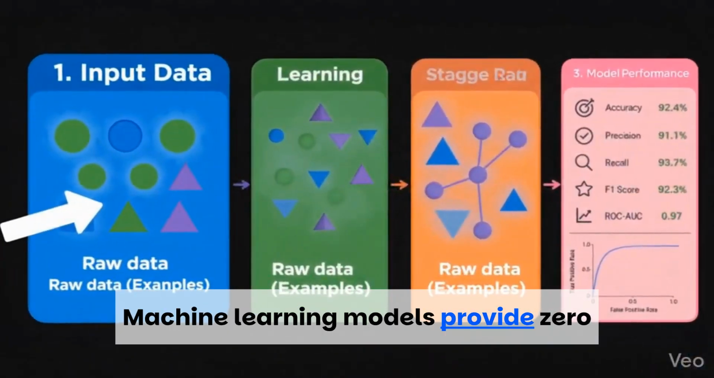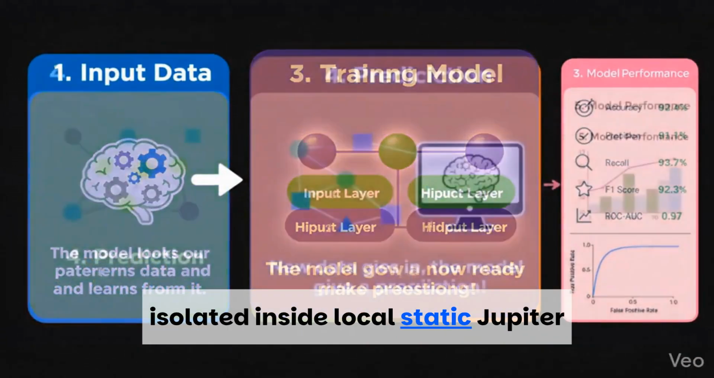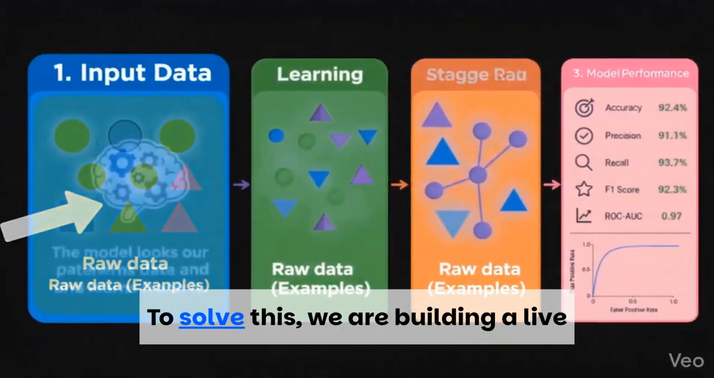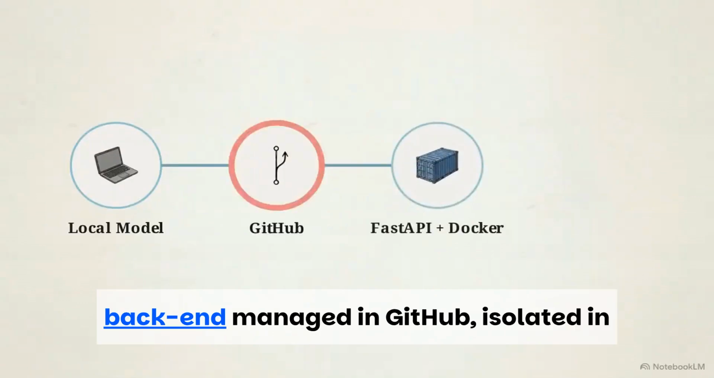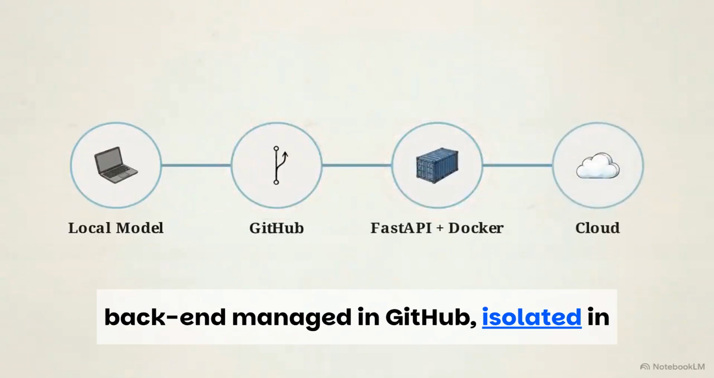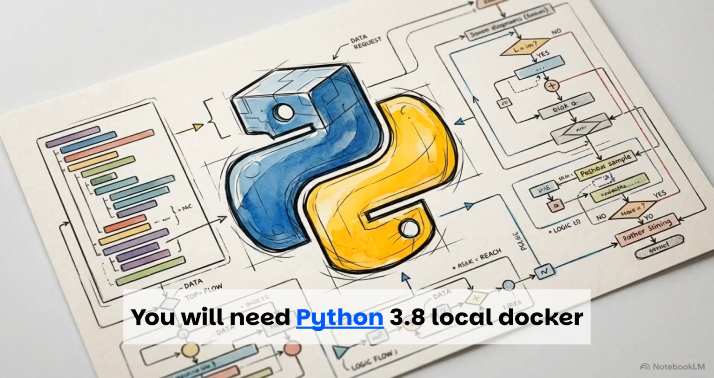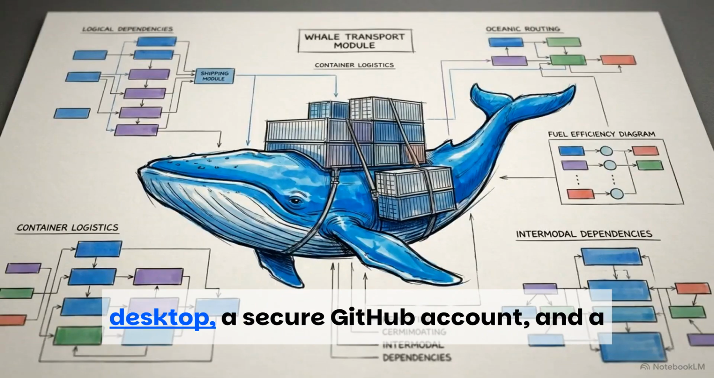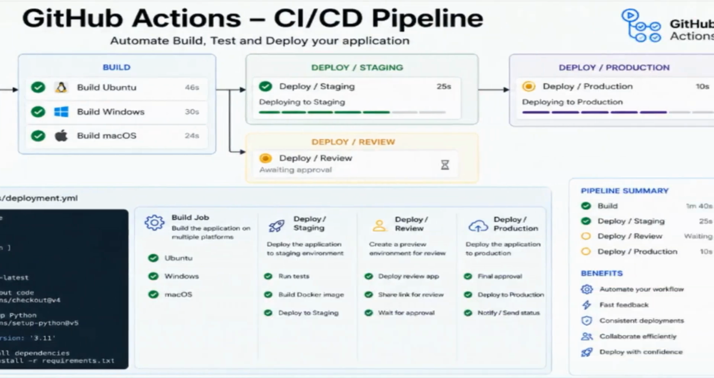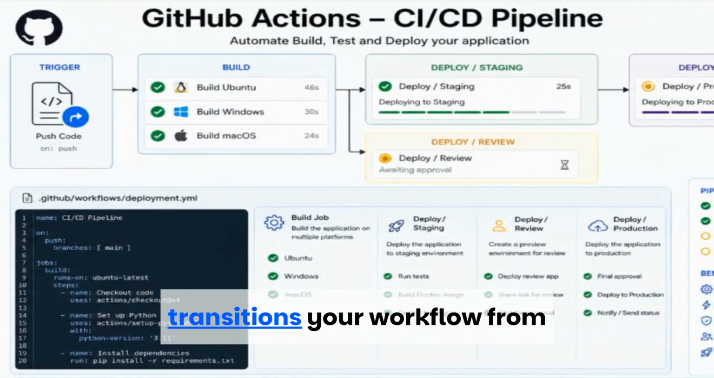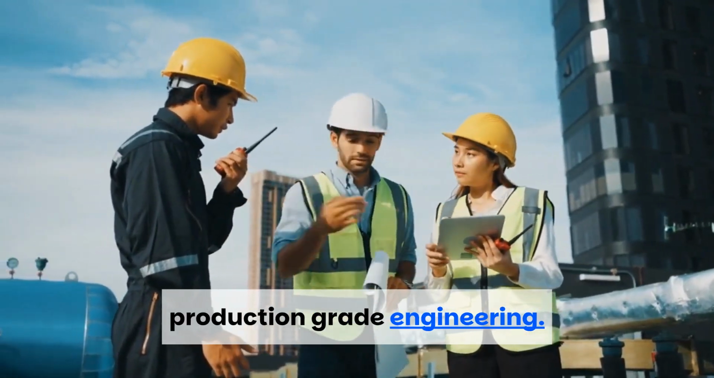Machine learning models provide zero business value as long as they remain isolated inside local, static Jupyter notebooks. To solve this, we are building a live application backed by a FastAPI backend, managed in GitHub, isolated in containers, and deployed via an automated pipeline. You will need Python 3.8, a local Docker desktop, a secure GitHub account, and a cloud tier to host your final model. Architecting these automated pipelines transitions your workflow from experimental scripts to reliable, production-grade engineering.